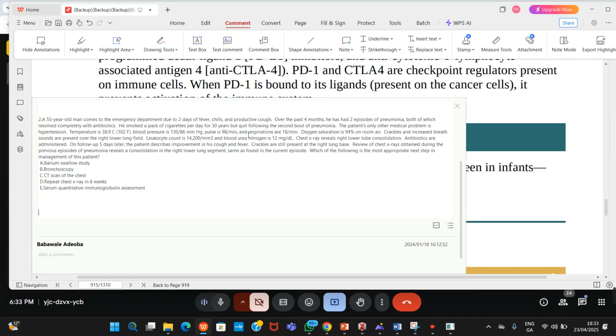Antibiotics are administered. On follow-up 5 days later, the patient describes improvement in his cough and fever. Crackles are still present in the right lung base. Review of the chest X-ray obtained during the previous episode of pneumonia reveals a consolidation in the right lower lung segment, same as found in the current episode. Which of the following is the most appropriate next step in the management of this patient? Barium swallow, bronchoscopy, CT scan of the chest, repeat X-ray in 6 weeks, serum quantitative hemoglobin assessment.